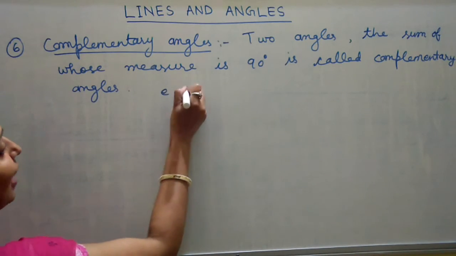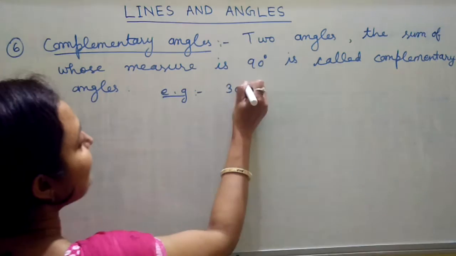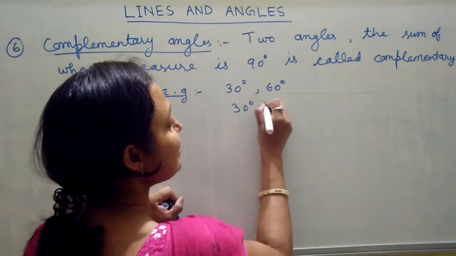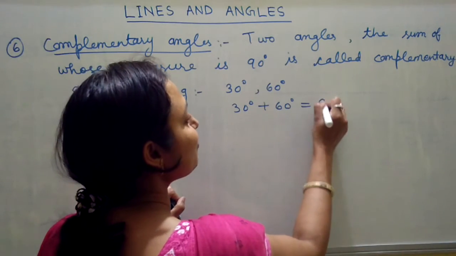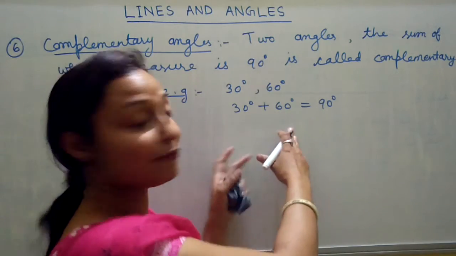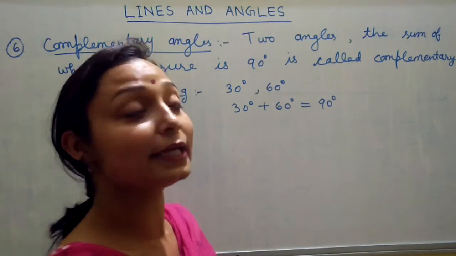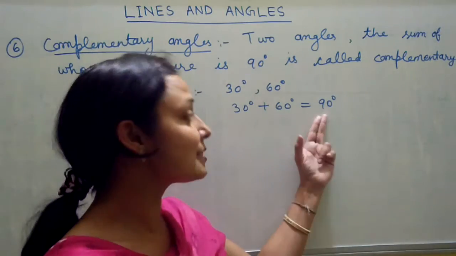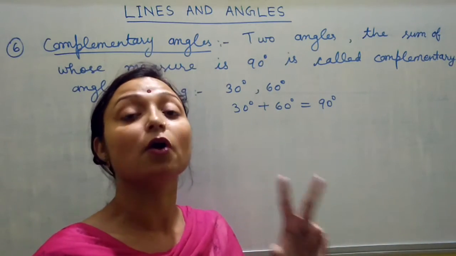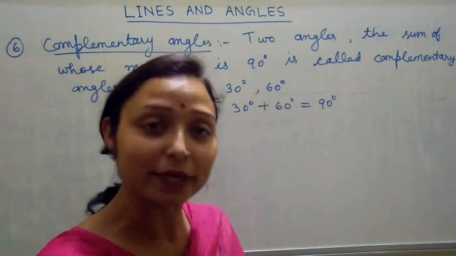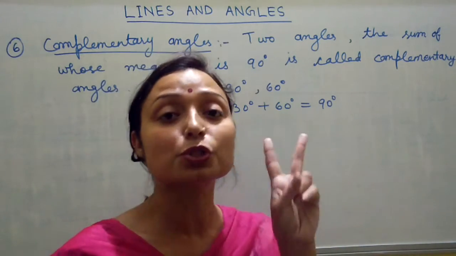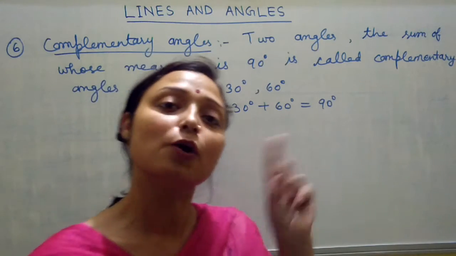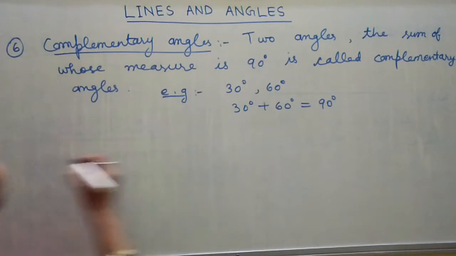For example, we have two angles, 30 and 60. When we add these two, 30 plus 60, the sum is 90 degrees. The two angles whose sum is 90 degrees are called complementary angles. Okay, angles whose sum is equal to 90 degrees are called complementary angles. Now come to the supplementary angles.